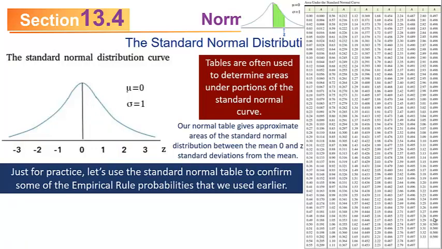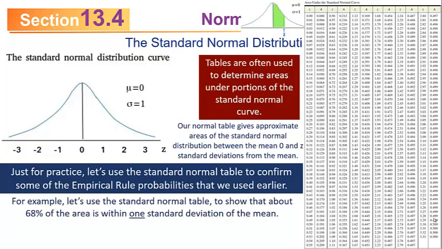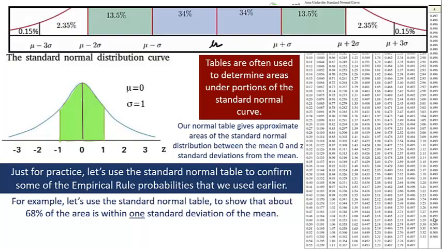Just for practice, let's use the standard normal table to confirm some of the empirical rule probabilities that we used earlier, just for the fun of it. For example, let's use the standard normal table to show that about 68% of the area is within one standard deviation of the mean. Remember our empirical rule probabilities. If you stay within one standard deviation of the mean, if you go to the left, you get about 34% of the data. If you go to the right, you get about 34% of the data. So the empirical rule says you should get about 68% of the area.